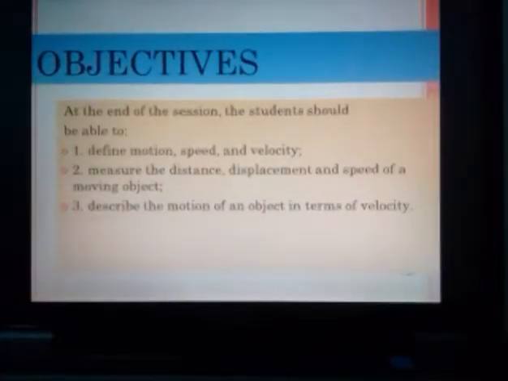There are 3 objectives of the lesson. First, the students should be able to define motion, speed, and velocity. Second, measure the distance, displacement, and speed of a moving object. Third, describe the motion of an object in terms of velocity.